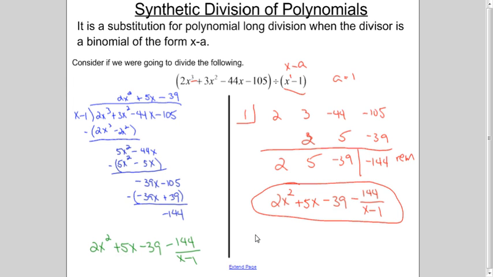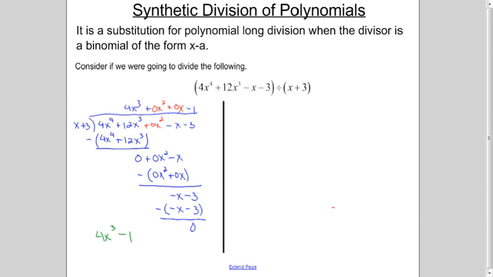Okay, I'm going to do one more example here. And this example has a little twist in it. One of the things that's important in polynomial long division as well as synthetic division is that when you write the expression that you're dividing, it has to be in descending order. So in this example, we've got 4x to the fourth, 12x cubed, minus x minus 3.